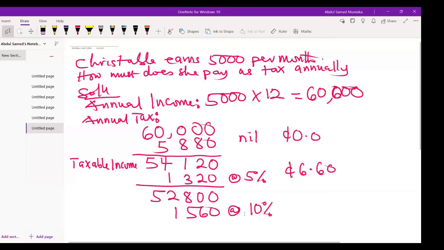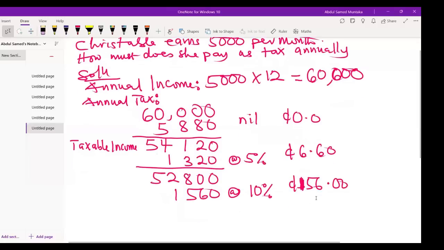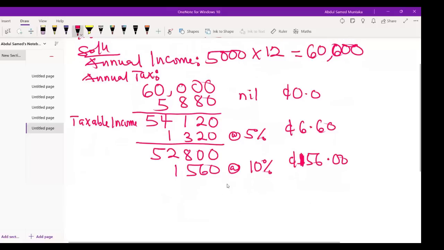So you are going to calculate 10% of 1,560. Yes, thank you. 10% of 1,560 is 156 cedis. So it means she has paid tax on the 1,560. You subtract again.